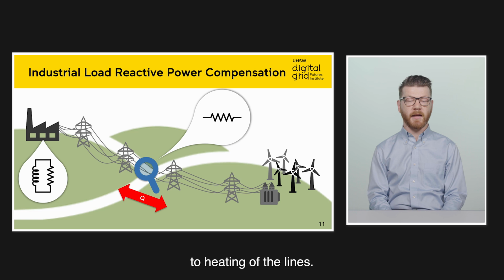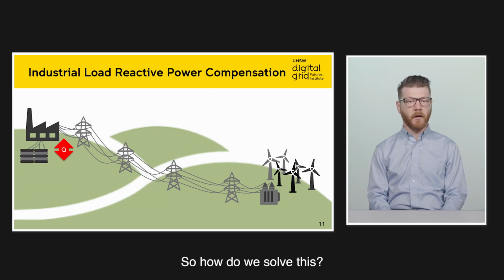That real power leads to heating of the lines. It also means that those lines need to be rated to withstand that additional real power. This creates a problem for managing reactive power in our grids. So how do we solve this?